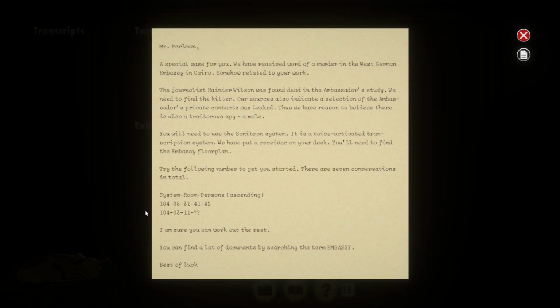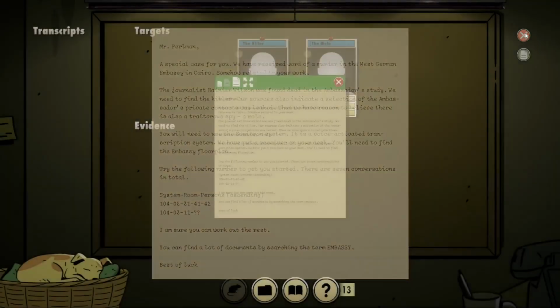The system, room, persons: 104, 05, 31, 41, 42; 104, 03, 11, question mark. I'm sure you can work out the rest. You can find a lot of documents by searching the term embassy. Good luck.